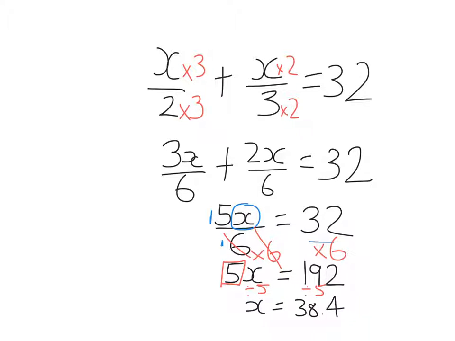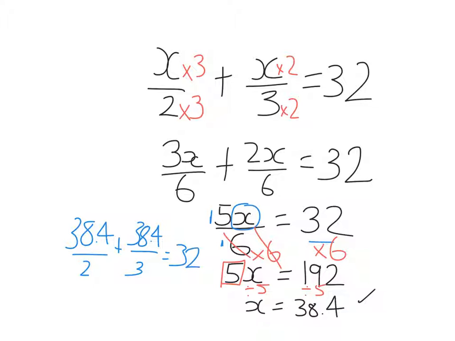38.4. Please understand, the answer that you get to an equation does not have to be a whole number, nor does it have to be a positive number. So this is my final answer. And you can check that, because 38.4 divided by 2 plus 38.4 divided by 3, put that on your calculator, you end up getting 32. Okay, so I know my answer is correct.